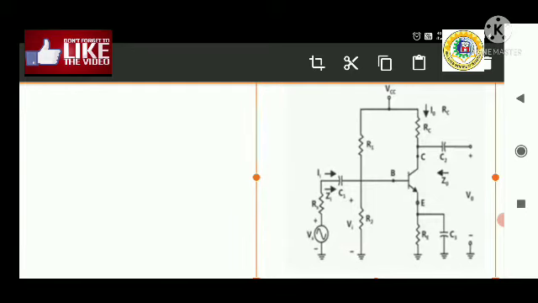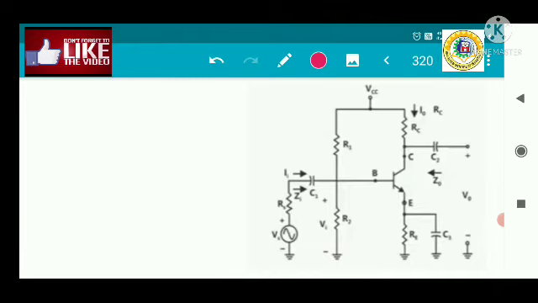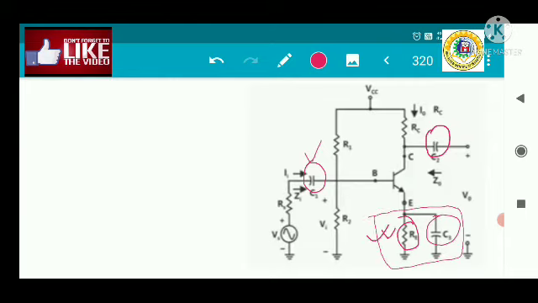Okay, so suppose this is the diagram. This is a simple diagram of the common emitter amplifier, and you can see different capacitors being connected. We have also discussed the importance of these capacitors: capacitor 1, capacitor 2, capacitor 3. This is the resistance RE. We said in a previous lecture why we connected RE and why we connected C3. I hope all of you remember the logic here.